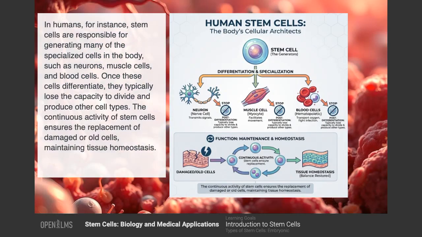In humans, for instance, stem cells are responsible for generating many of the specialized cells in the body, such as neurons, muscle cells, and blood cells. Once these cells differentiate, they typically lose the capacity to divide and produce other cell types. The continuous activity of stem cells ensures the replacement of damaged or old cells, maintaining tissue homeostasis.